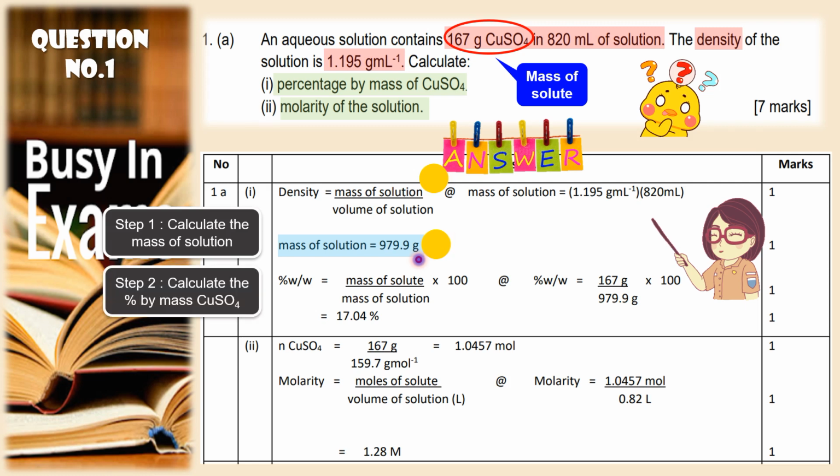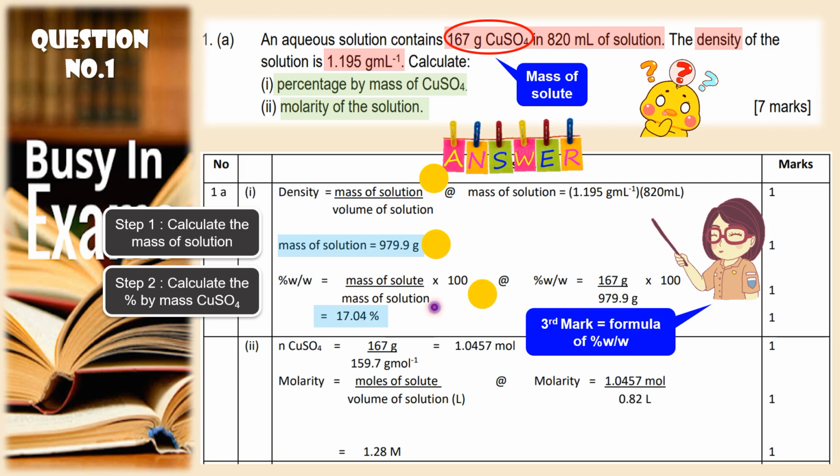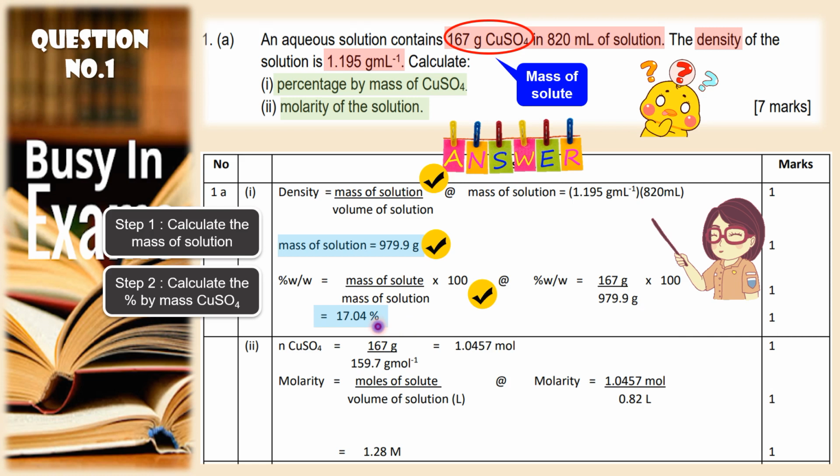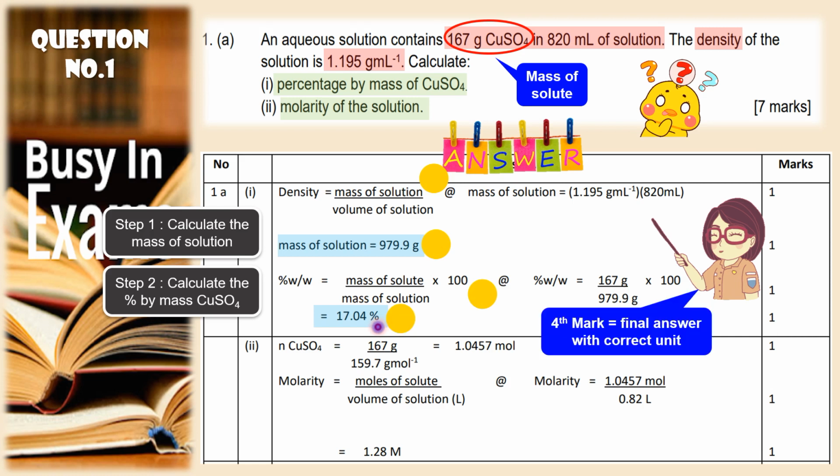Second mark: substitute the mass of solute, that is 979.9 gram, into the formula of percentage by mass. So the final answer would be 17.04%. Third mark is given to the formula or the substitution. Mark number 4 refers to the final answer with correct unit. So the unit here is the percentage.